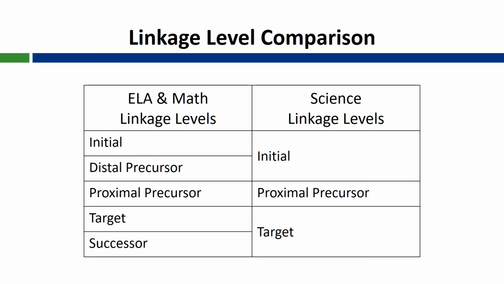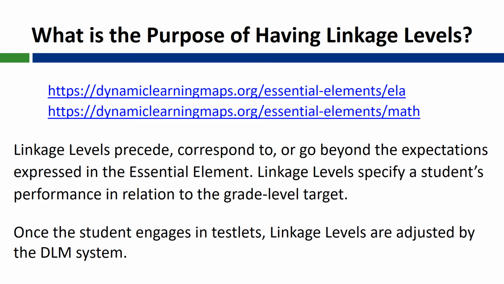This chart shows a visual comparison in another way. A student new to Kite Suite is placed into the assessment at a linkage level based on information the examiner places in the first contact survey. Once the student engages in testlets, linkage levels are adjusted by the DLM system. The following slides will show examples of how the linkage levels look for the content levels. Remember, the test administrator can choose the linkage level as well.